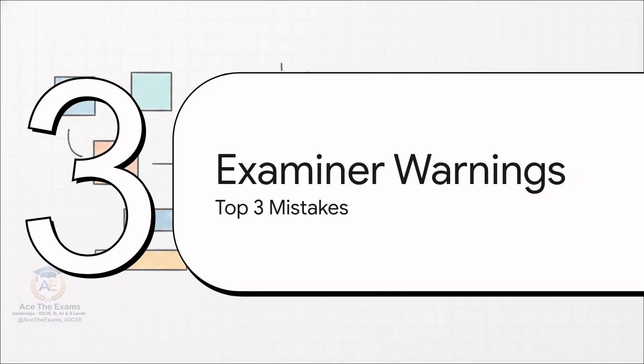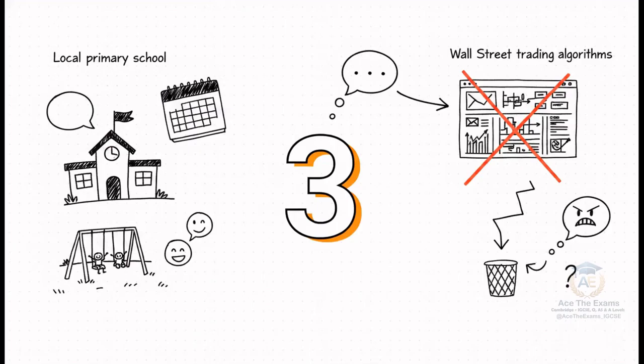Section 5. The top 3 examiner warnings. Even with a great systematic approach, candidates consistently fall into the exact same traps every single year. So let's count down the top 3 warnings straight from the principal examiner reports.